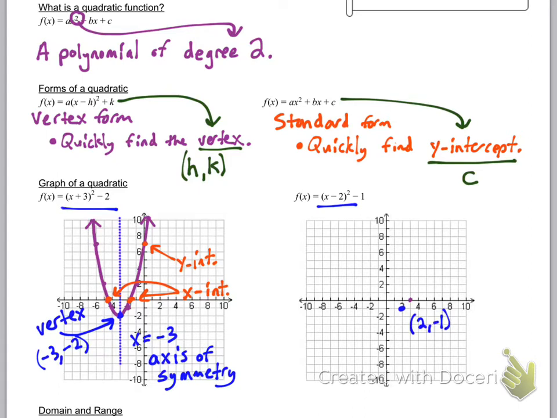You go right 1 up 1 from the vertex, right 2 up 4 from the vertex, and right 3 up 9. Likewise, from the vertex, you'll go left 1 up 1, left 2 up 4, and left 3 up 9. And now connect the dots, and you've got your parabola. The axis of symmetry is right there. That's x equals 2.